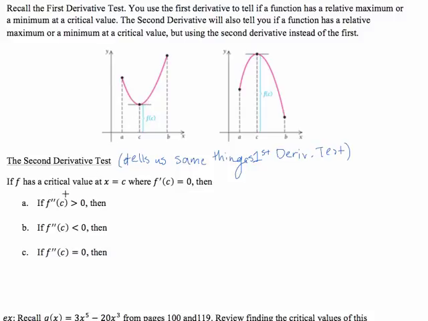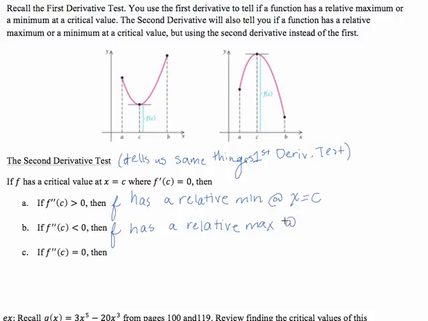So if the second derivative at c, being the critical value, is positive, then f has a relative minimum at x equals c. And if the second derivative at c is negative, then your function is concave down, and the first derivative equals 0, so you've got a horizontal tangent. The only way that can happen is if you have a maximum at the critical value. So then f has a relative max at x equals c. And if the second derivative equals 0, then the test fails, and you've got to use the first derivative test.